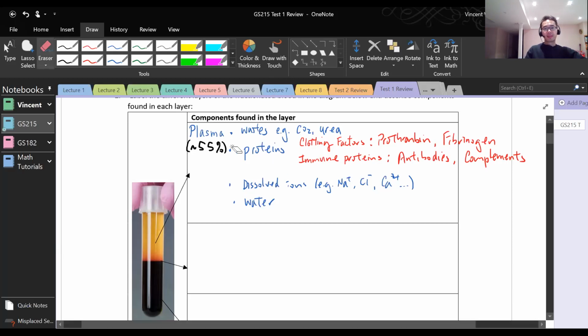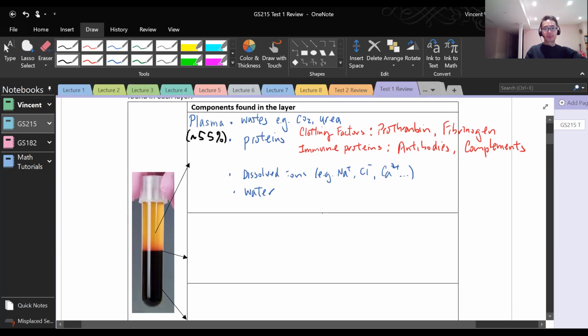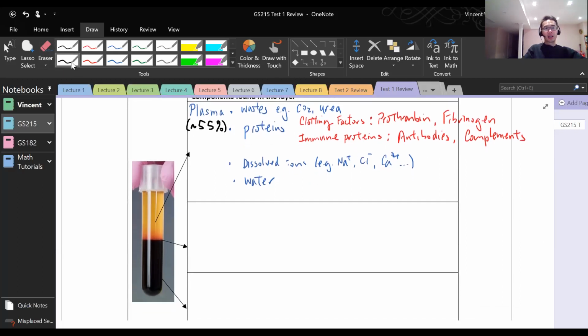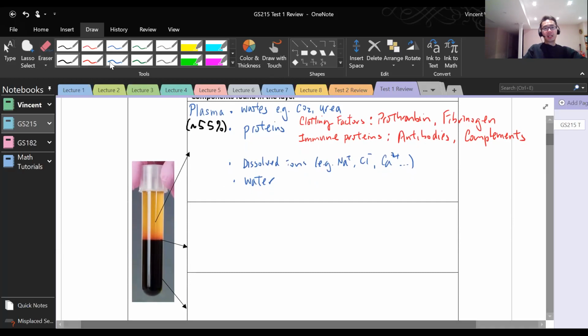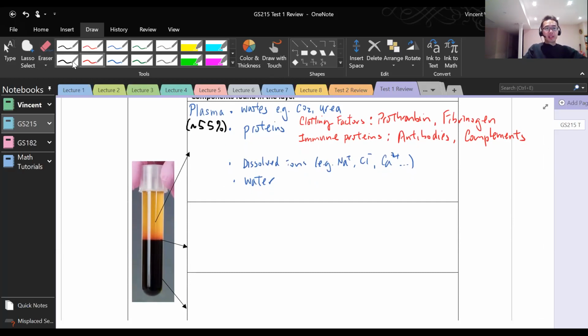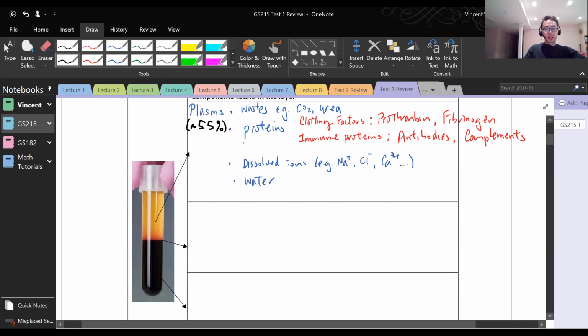So there you have it. That is what the plasma is. Okay. Of course, there are many other proteins, right? We have things like albumin as well, right? Should maybe put it here, right? That is another protein which help maintain the osmotic pressure.